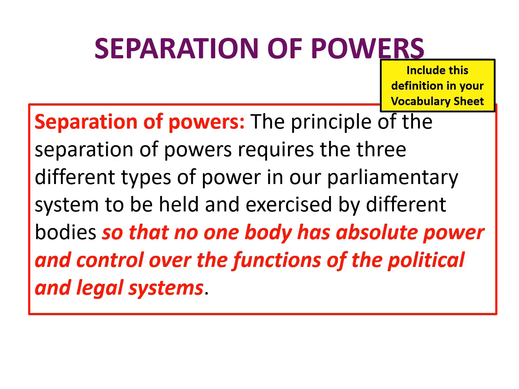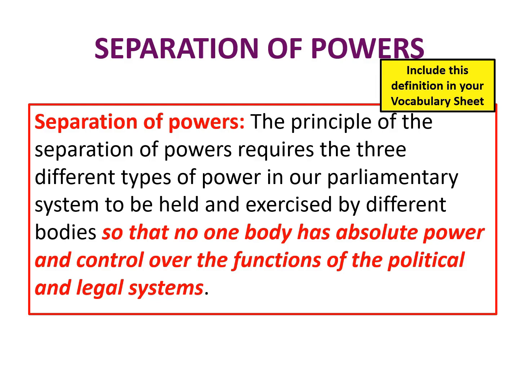The principle of the separation of powers is a really important principle which underpins our democracy. By ensuring that no one body has absolute power and control over both the political and legal systems, this principle prevents there being a dictatorship. In a dictatorship, one person, the dictator, controls the government, the parliament, and the courts.